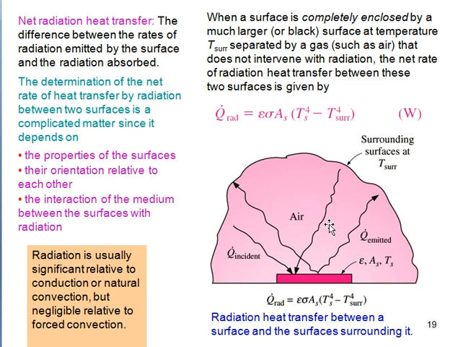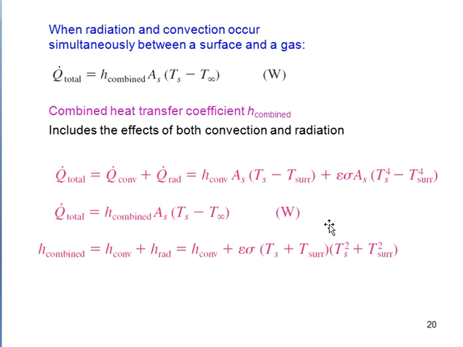Later we will take the orientation and the properties of the surfaces into account. When radiation occurs simultaneously with convection, we take the combined heat transfer coefficient. The combined heat transfer coefficient is h convection plus h radiation, where h radiation is epsilon sigma times Ts plus T surrounding, times Ts square plus T surrounding square. Using this, we can determine h combined, and find the combined convection and radiation heat transfer.